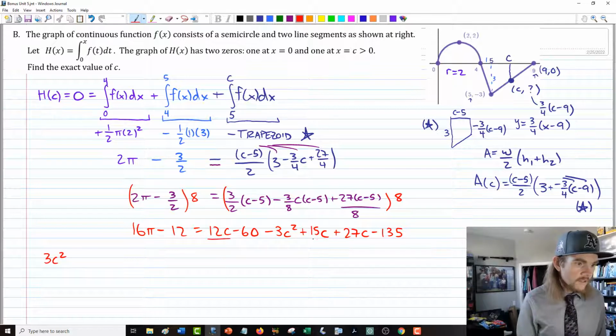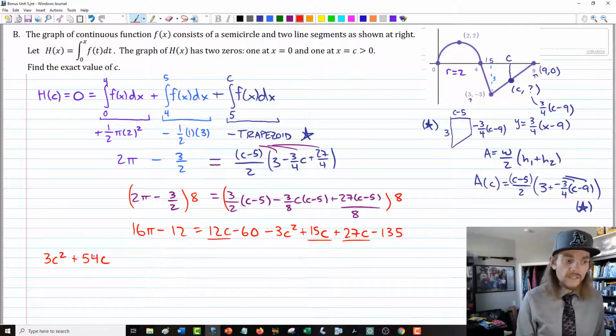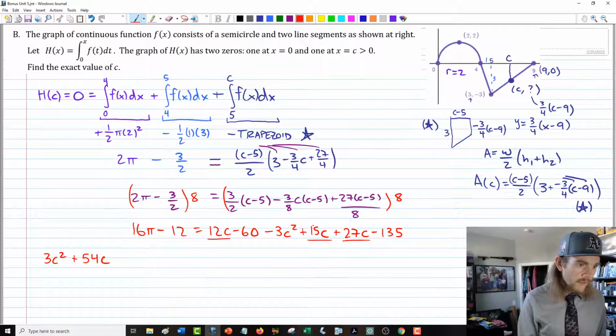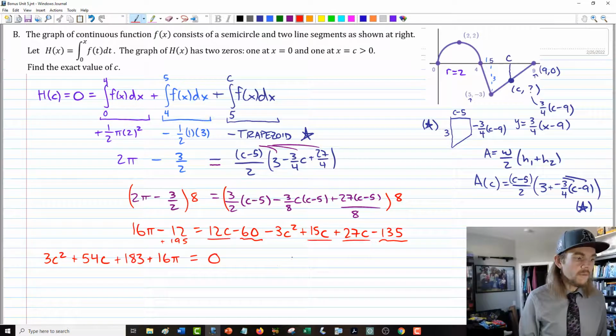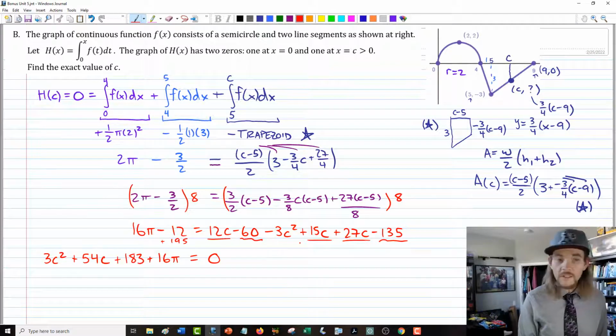Next, I'm going to look at the c terms. So we have 12c plus 15c is 27c, plus 27c is plus 54c. That's nice. Those have a GCF. That's actually going to help us a little bit. And then from there, we're again on the left side. We have minus 195. I'm going to add that over to the other side. So we'll have plus 195 minus 12. Is that 183? So plus 183 plus 16 pi. And all of that's now going to be equal to 0 because we moved it over to the other side.